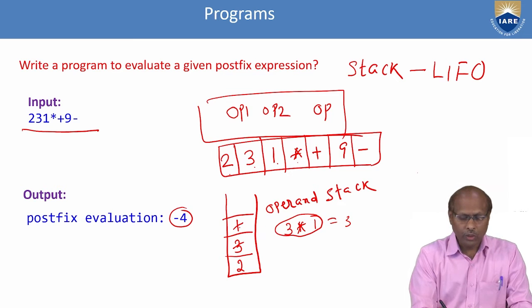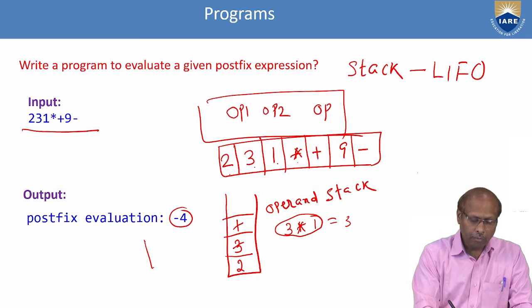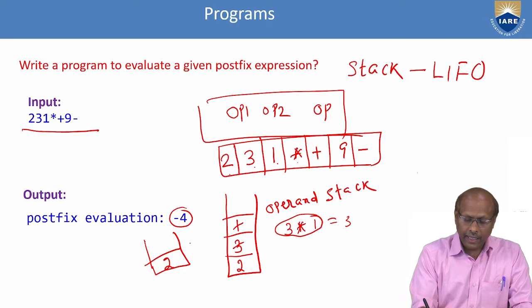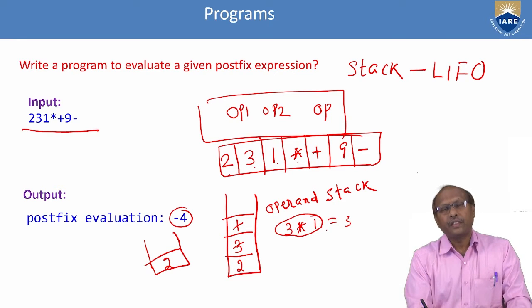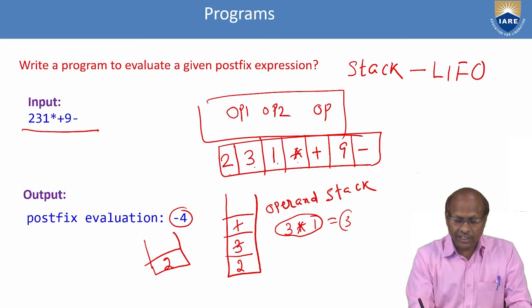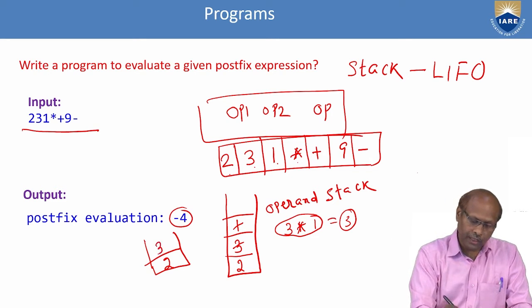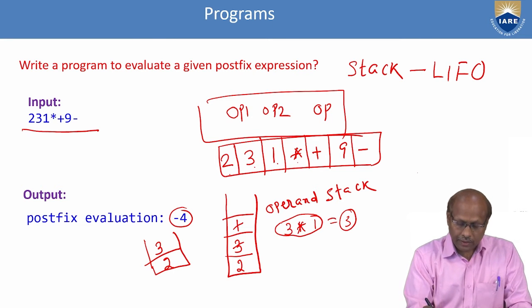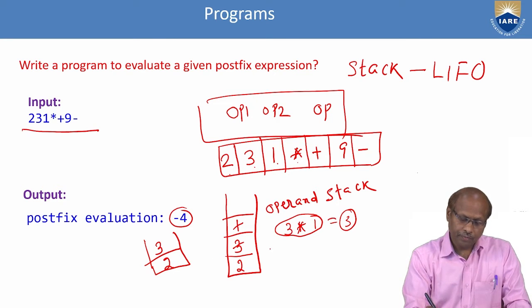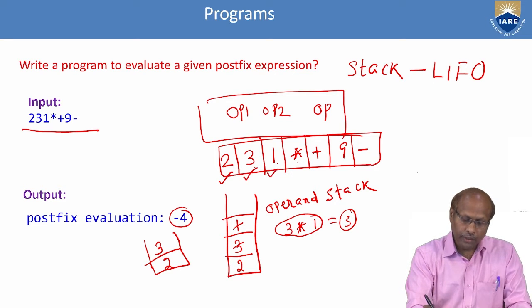So 1 and 3 are popped out. After popping out, my stack holds what value? Only 2. And whatever the result has come, what is the value of this result? This result is 3. Now this 3 you have to push into the stack. So push 3. That means now the current stack is this. So 2 is over, 3 is over, 1 is over, star is over.